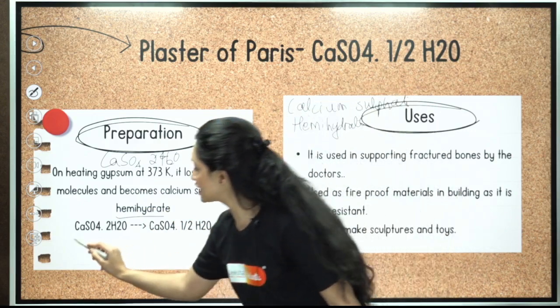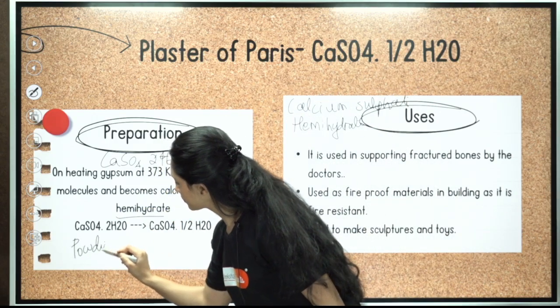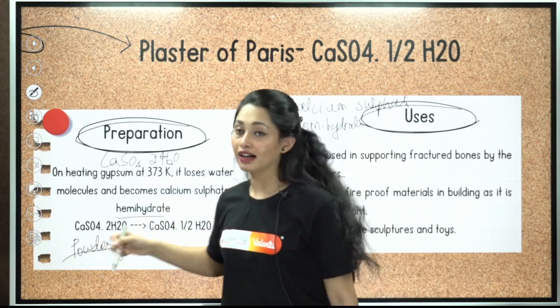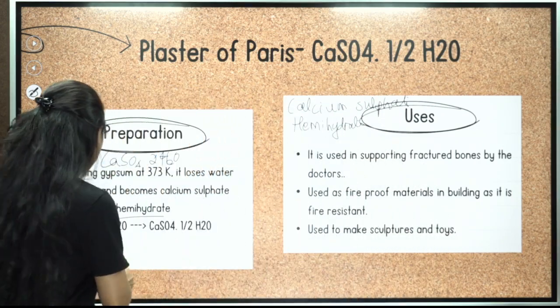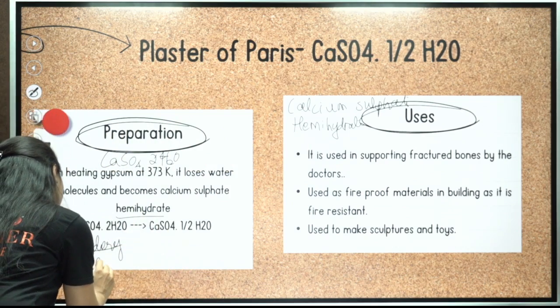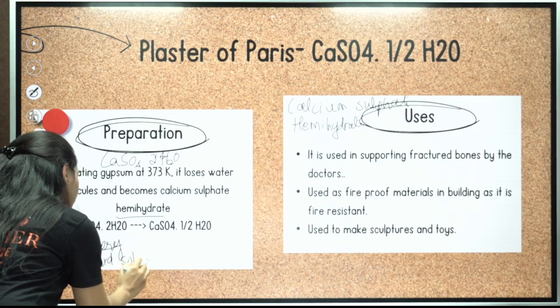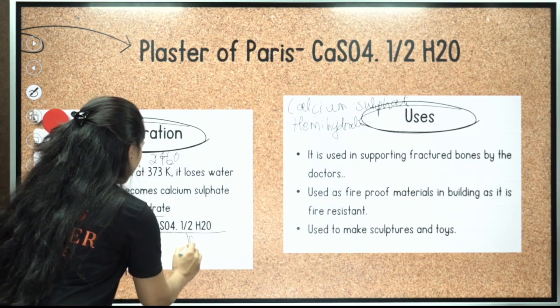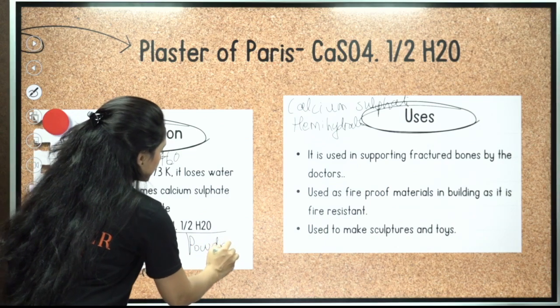This is a powdery substance. Gypsum is a hard solid mass, and when it loses water of crystallization, it becomes a powdery substance. Plaster of Paris is a powdery substance.